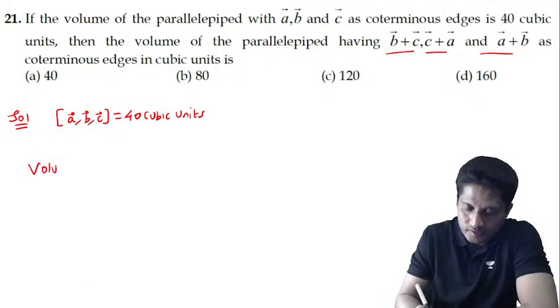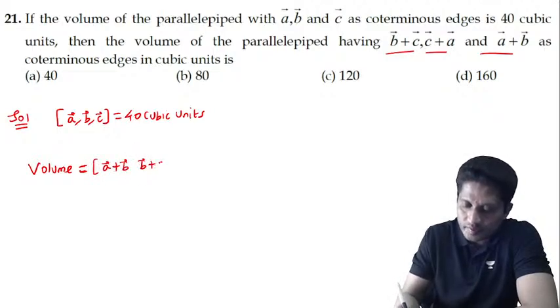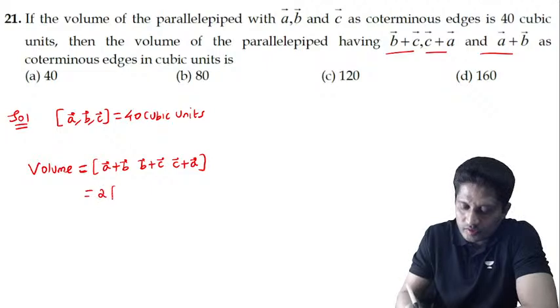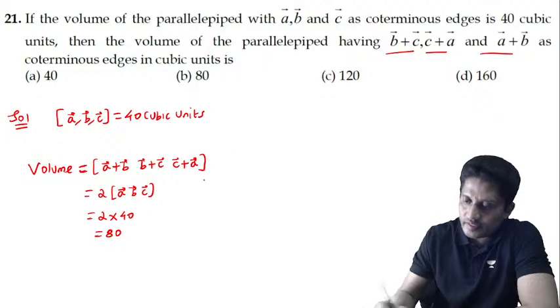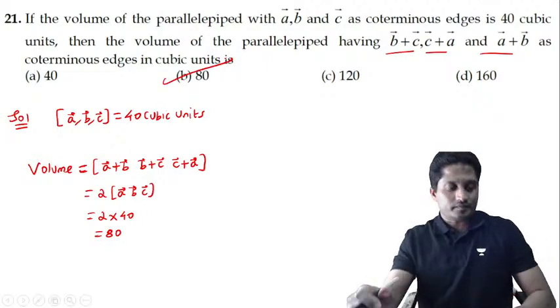So the required volume is equal to the box product of A plus B, B plus C, C plus A, which is equal to 2 times the box of ABC. This is equal to 2 times 40, which is equal to 80 cubic units. Answer is option B.